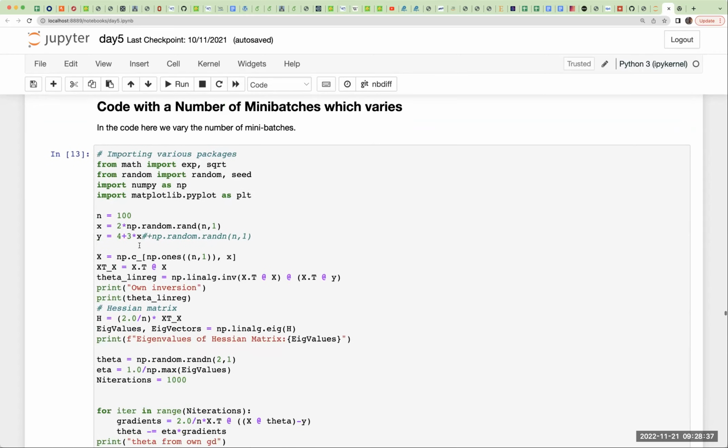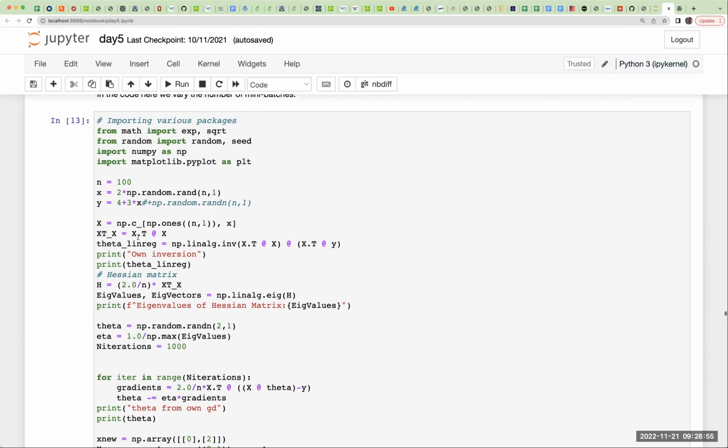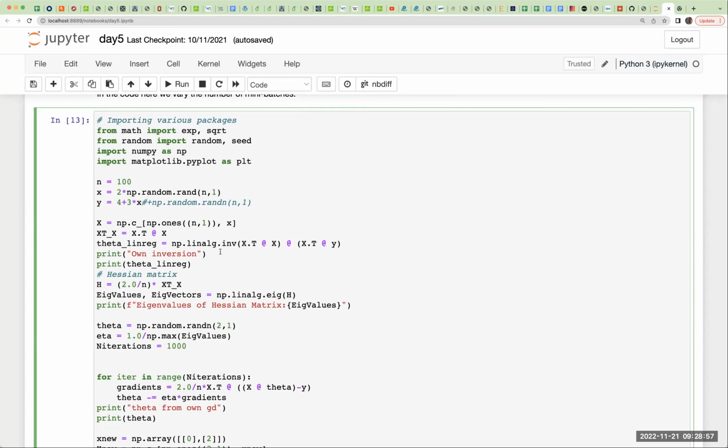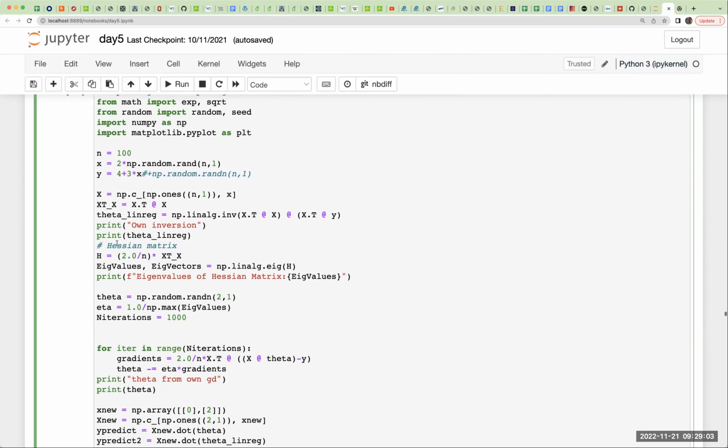Here we have a simple example again. It's the same data set which we looked at in the previous case. We have a random value for x given by a uniform distribution, where x is multiplied with 2, so we have random numbers between 0 and 2. And then I calculate y, which is just a linear function, and I've taken away the noise here. Then I perform the standard linear regression calculation, where I invert the matrix and I get the parameters.